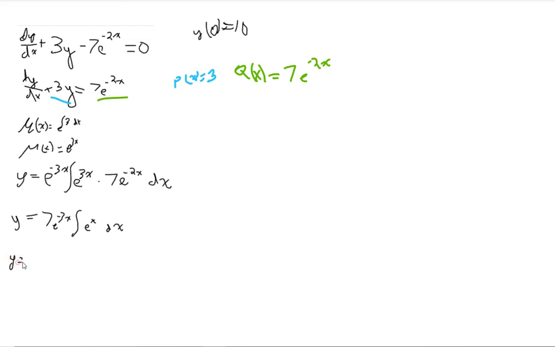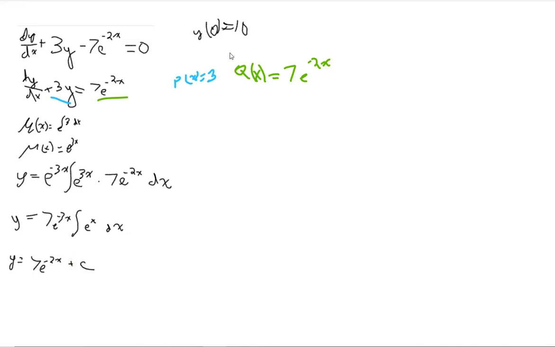So when we integrate, we get e to the x times 7e to the negative 3x. You add those exponents, and you're going to get 7e to the negative 2x. And remember, we have to add our constant of integration, plus c. That is a plus, not an asterisk, plus c.